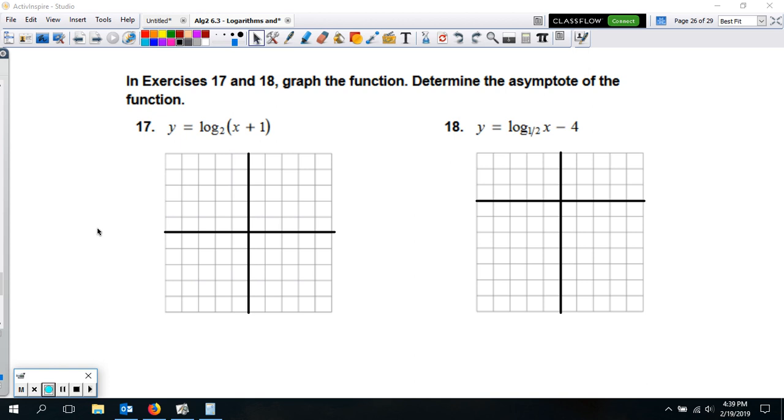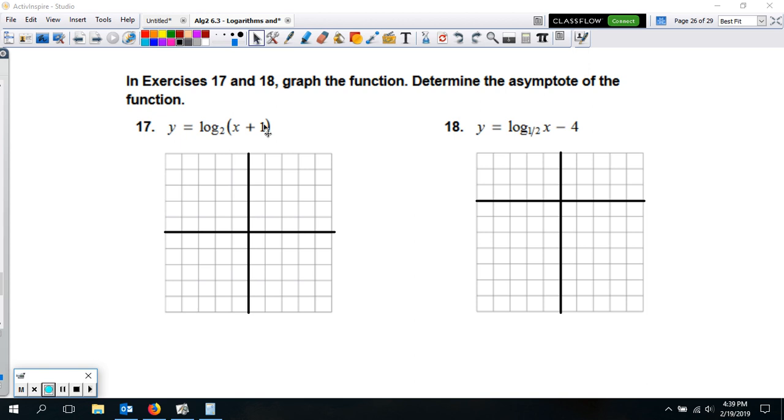Okay, so our last two problems, 17 and 18, want us to graph this function and determine the asymptote of the function. We can determine the asymptote right away just by looking at the function. It is always going to be the h number of the function. The h number is always the number where x is. So you can see in the parenthesis here, we have x plus 1.